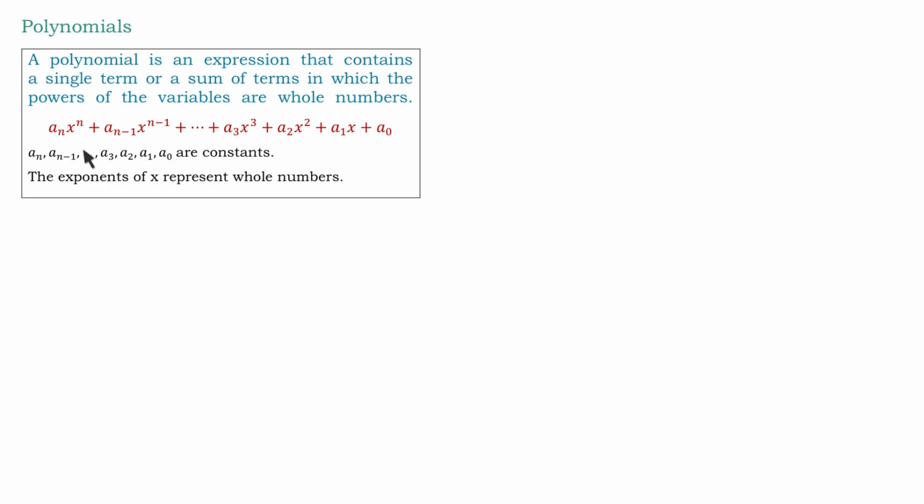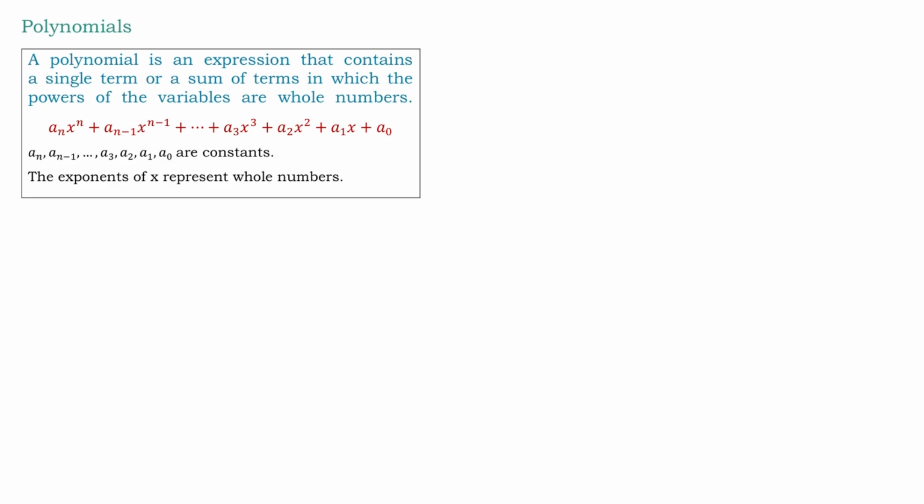A sub n minus 1, and so on, a sub 3, a sub 2, a sub 1 and a sub 0 represent numbers, and the exponents have to be whole numbers. This means that they cannot be negative, they cannot be fractions or decimals.